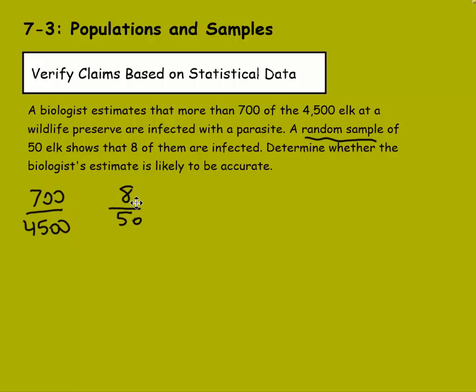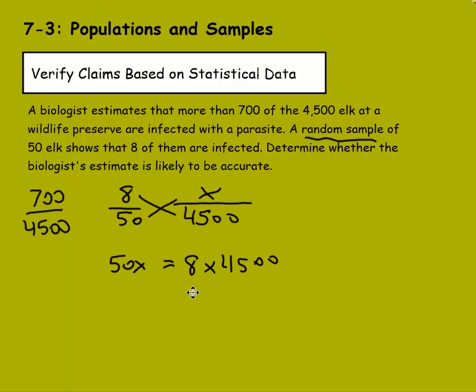So what we could do here, if we see the sample of 50 and then 8 of them were infected, if we did the proportion to find out the whole population, would that turn into 700? Let's find out. So the whole population is 4,500 elk. The sample was 50. So the infected of the sample was 8. So what is the infected number of elk in the whole population? So we can do this like our equation here. We have 50x, and that equals 8 times 4,500.